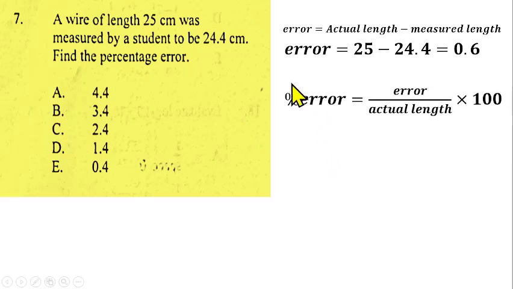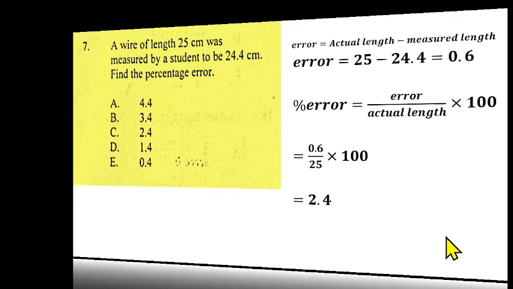So we know that the percentage error is the error over actual length multiplied by 100. So the error is 0.6 divided by the actual length, which is 25, multiplied by 100. If you simplify this further, that will be 100 multiplied by 0.6, which gives us 60 divided by 25. And that should give us 2.4% as the percentage error. So that will be option C for question number 7.